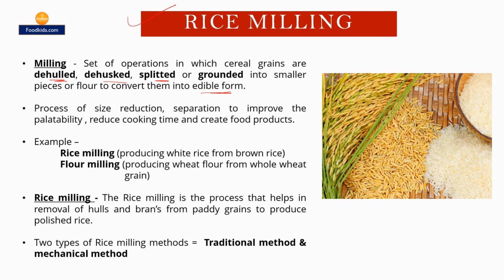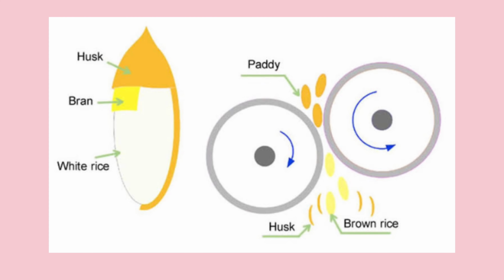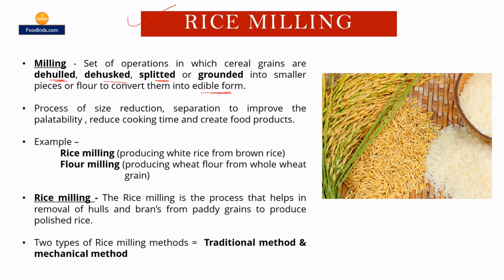Basically, milling is a kind of size reduction or separation process to produce edible food products. For example, wheat and paddy cannot be consumed as such, so they are first converted into an edible form and then consumed by people. The main aim of milling is to convert cereal grains into an edible form. Broadly, there are two types of milling: first is grain milling and second is flour milling.